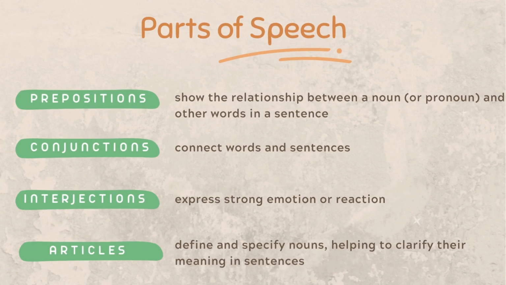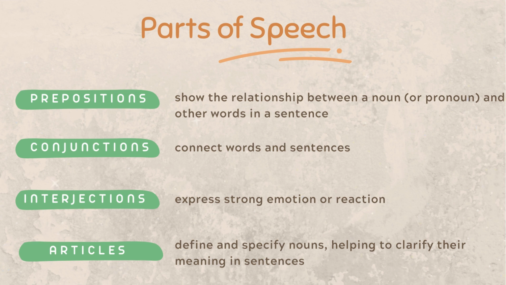Prepositions show the relationship between a noun or pronoun and other words in the sentence. Conjunctions connect words and sentences. Interjections express strong emotion or reaction. Articles define and specify nouns, helping to clarify their meaning in sentences. I hope you now have a better understanding of how to identify each part of speech in a sentence.